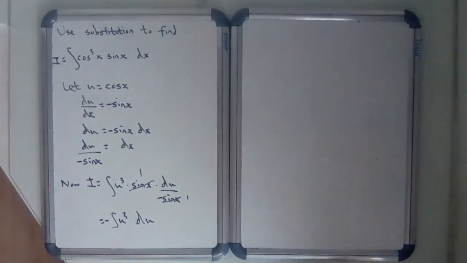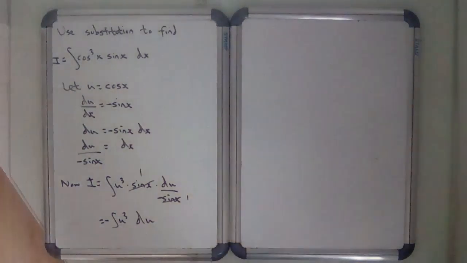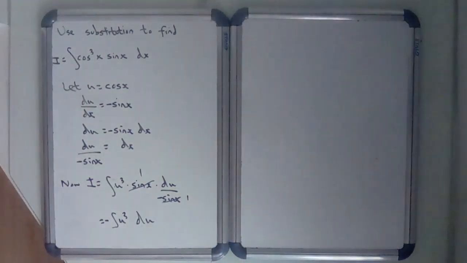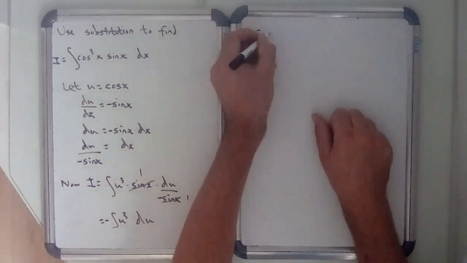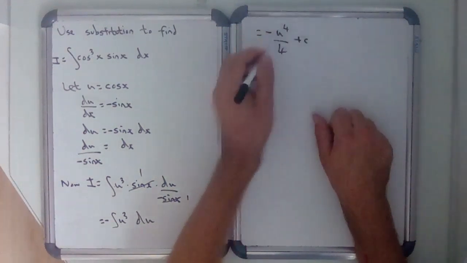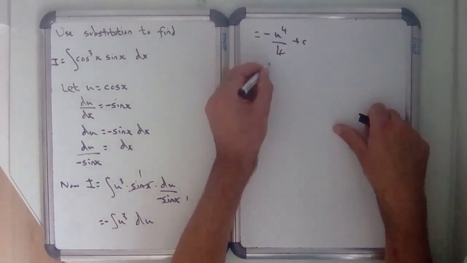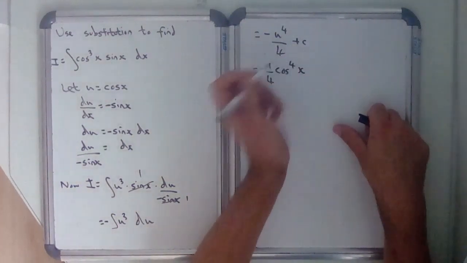So as I said, I know this is cos cubed and I could potentially do a lot of work on this. I'm not going to. So I'm just going to use the polynomial rule, and I'm going to add 1 to the power, divide by the new power. So it equals minus u to the 4 over 4 plus c, equals minus 1/4 of cos to the power 4 x plus c.